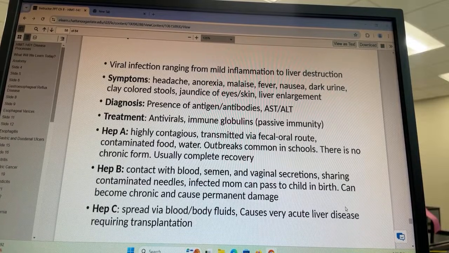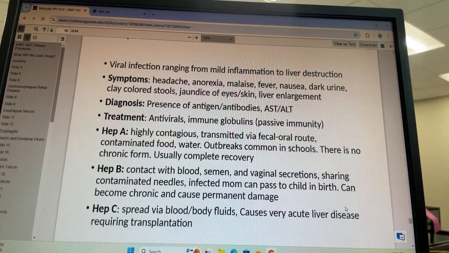But still, I wouldn't recommend touching blood with your hands. Another good point you brought up is that people ask about saliva or kissing. It is not passed through casual contact. So you're not going to get it by sharing a cup with someone, right?